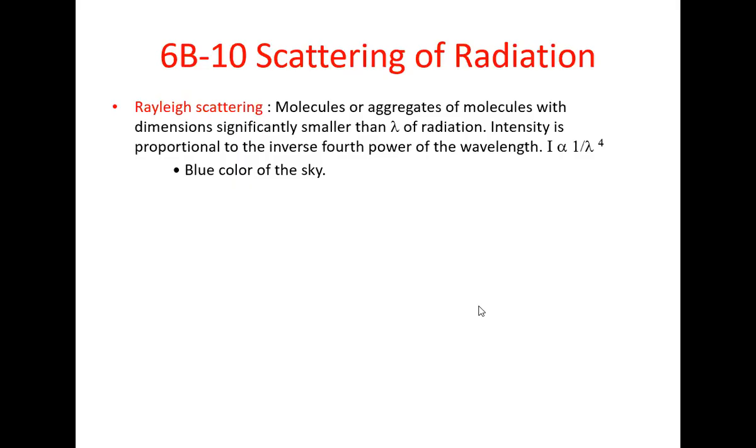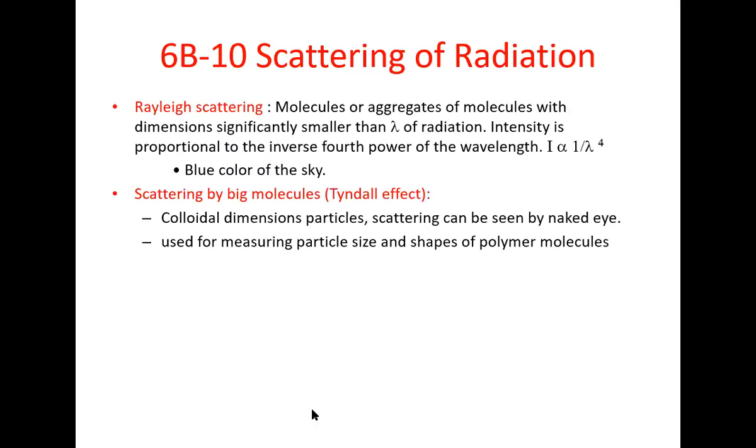The intensity is proportional to the inverse fourth power of the wavelength: I is proportional to 1 over lambda to the fourth. And this is what you see. This is why the sky is blue. It's because of Rayleigh scattering. We see the blue sky because of light being scattered by molecules that are significantly smaller than the lambda of radiation. So that's Rayleigh scattering.